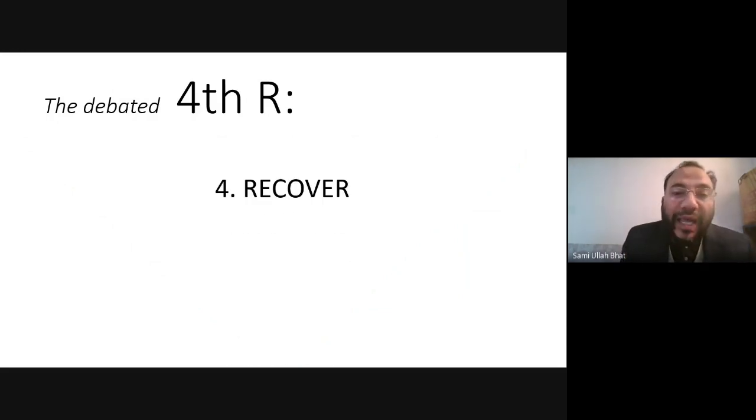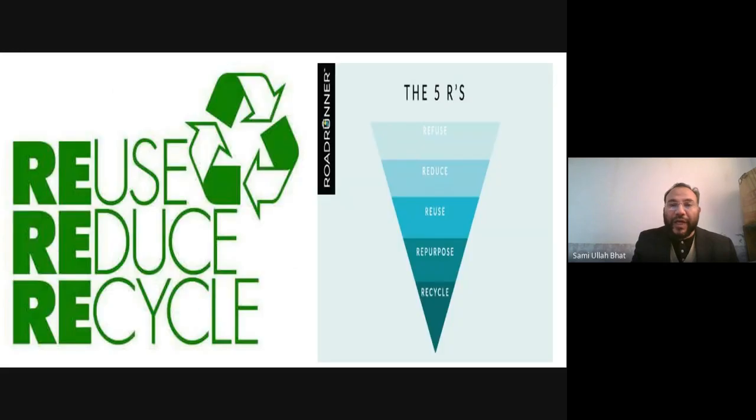That is what we call recover. Recovery means that whatever waste is produced, we need to think of resource recovery. That is the fourth. It does not rest on the fourth; right now the 5 Rs are coming. For example, first is refuse, second is reduce, third is reuse, then repurpose and recycle.